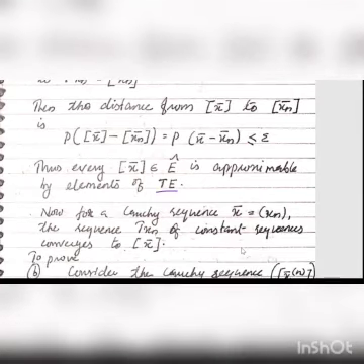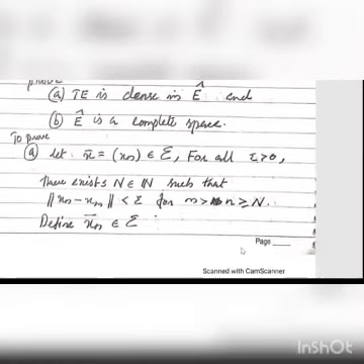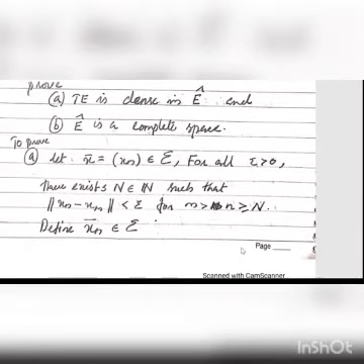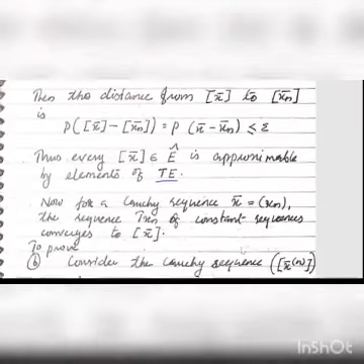The first part. What was the first part? What do we want to prove? Let's say condition A. Condition A says that TE is dense in E hat. So we have proved that TE is dense in E hat. Now to prove E hat is a complete space, we will use the same idea here.